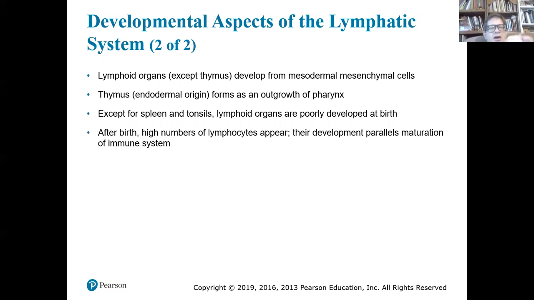But we have spleens and tonsils that are a little different, but most of the lymphoid organs are not well developed at birth. The spleen is pretty well developed. The tonsils are pretty well developed. At birth, you have a whole bunch of lymphocytes appear, and they develop along with the rest of the immune system, which we're about to talk about.